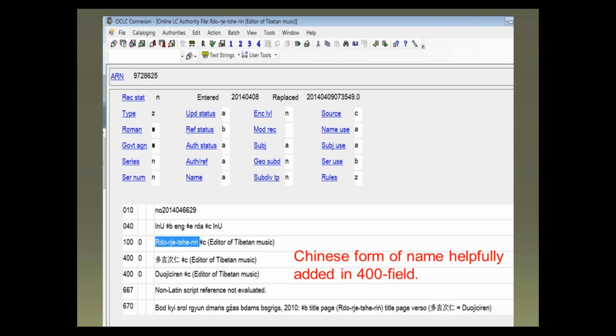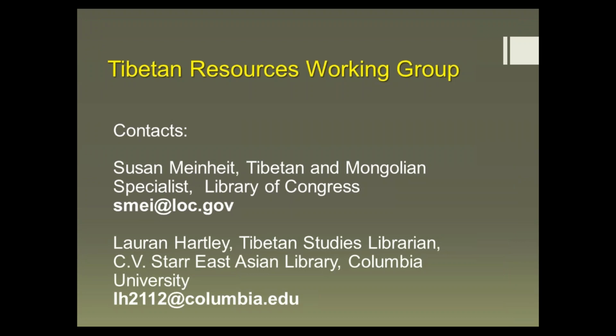Although there is no formal funnel project, we do have a Tibetan Resources Working Group, and we'd be very happy to search or review any personal, corporate, or family names to be sure there is no existing authority record. The TRWG can also point to resources to support the work of catalogers to identify the original text, author, subject, etc. of such works that reference lesser-known language material.